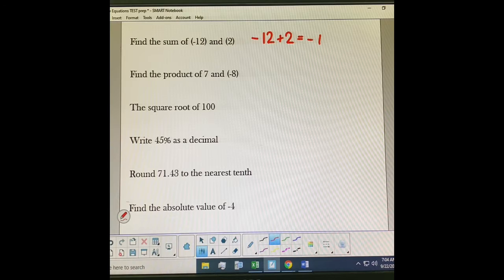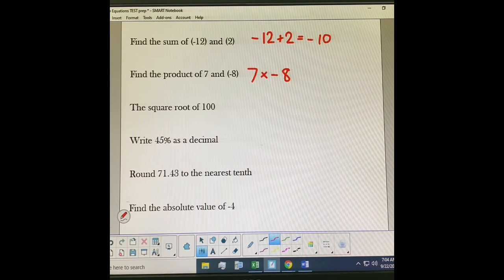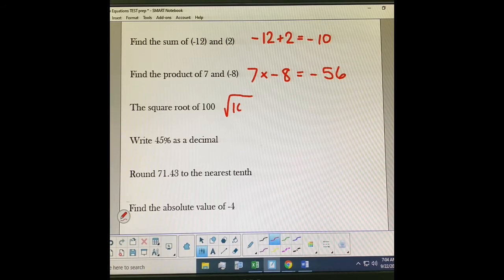The sum of negative 12 and 2 is negative 10. The product of 7 and negative 8 is negative 56. The square root of 100 is 10. It's also negative 10.